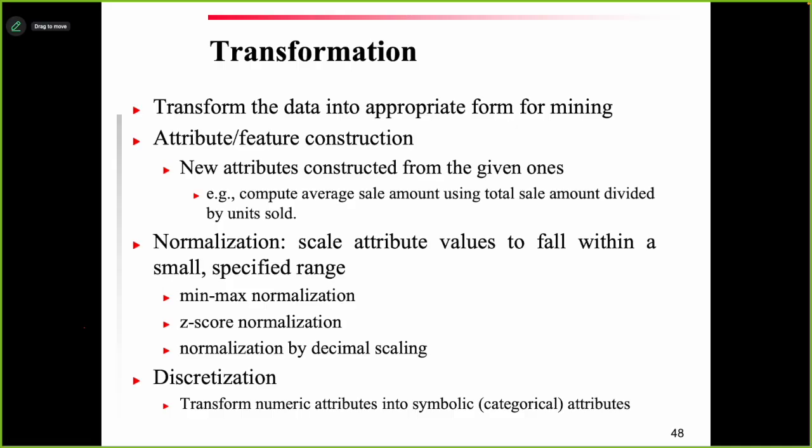And feature selection, you can also consider as a type of data transformation, but it can also be data reduction. So it can be both.